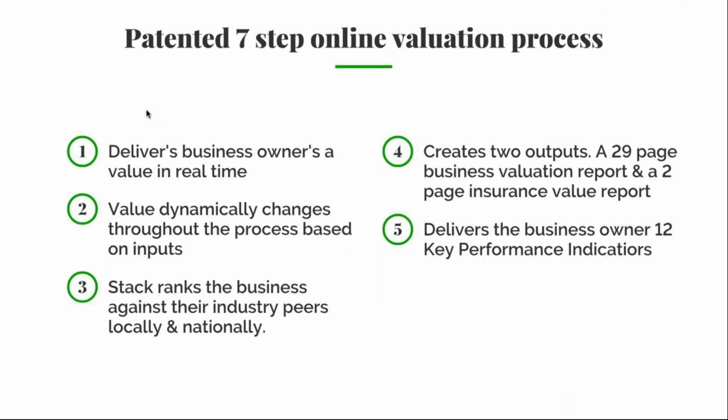And so the patented 7-step process is going to do a number of things. Number one, it's going to deliver business owners value in real time. That number will dynamically change throughout the process based on the inputs. We're going to ultimately stack rank that business against their industry peers, both nationally and locally. And the platform, again, in real time creates 2 outputs. The first of which is a 29-page business valuation report. And the second is a 2-page insurance value report. We'll touch on both of those in just a minute. And ultimately, it's going to deliver that business owner with 12 different key performance indicators, which will, again, deliver insights that business owner likely wouldn't see or get anywhere else.